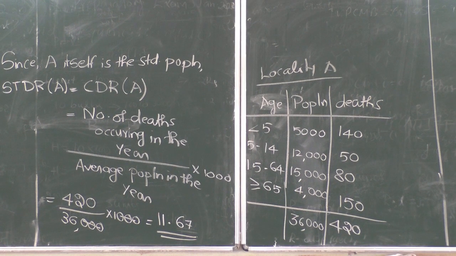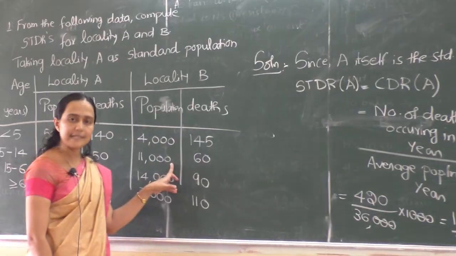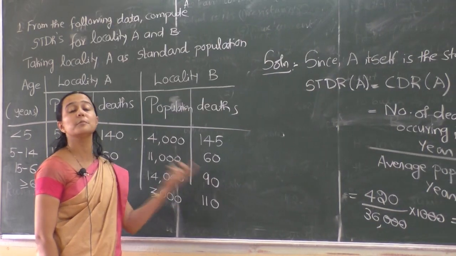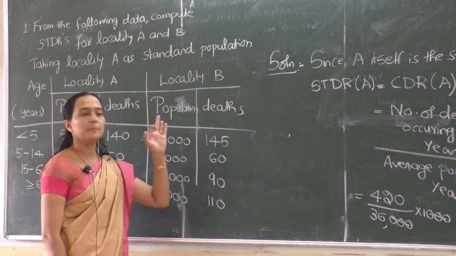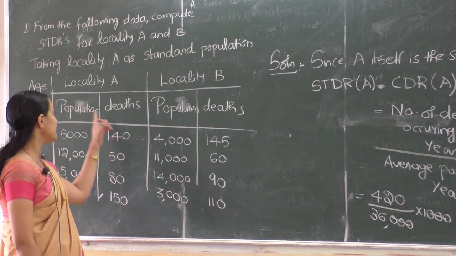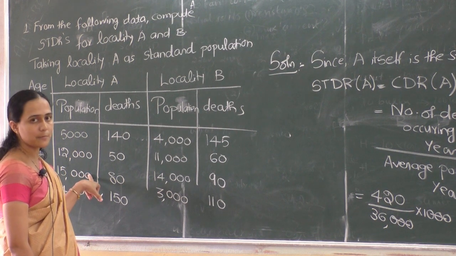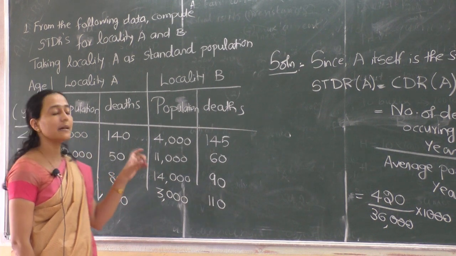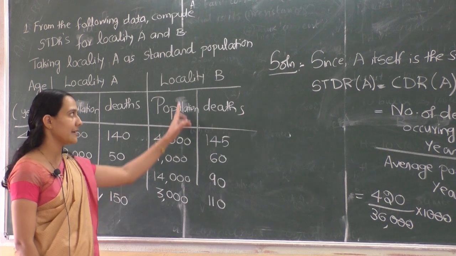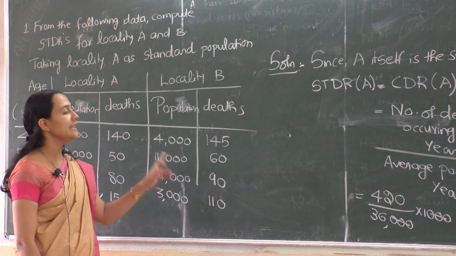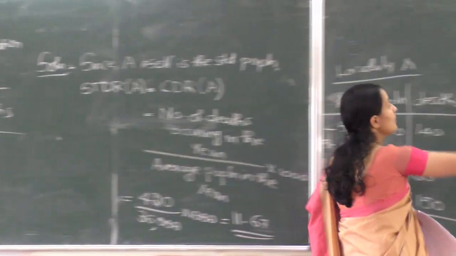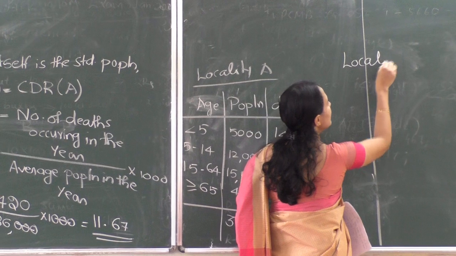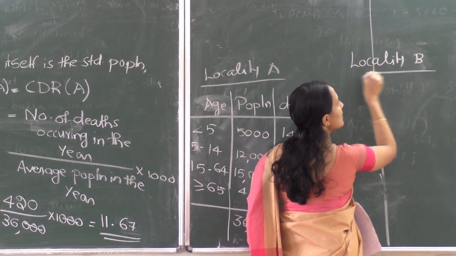The procedure is same as in the first type. For computing locality B's STDR, first we have to compute age specific death rate of locality B. Then P means standard population. Standard population is this one. Locality A's population is standard population. Then P into B. Here since it is locality B, P into B, that much column. So for finding locality B's ASDR we have to compute.